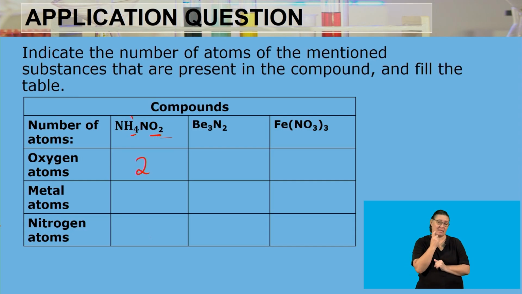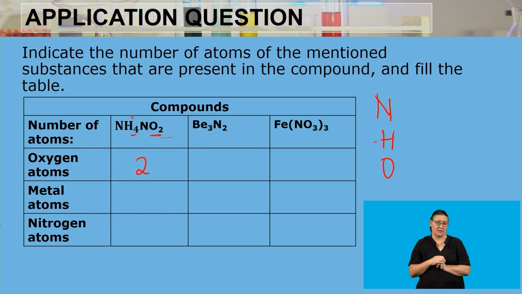And then metals. How many metals do we have in this particular compound, the ammonium nitrite? So we need to start by identifying what we have. We have the nitrogen, we have the hydrogen, we also have the oxygen. The nitrogen is found on the right-hand side of the periodic table, so it's a nonmetal. The oxygen is also found on the right-hand side of the periodic table, also a nonmetal.